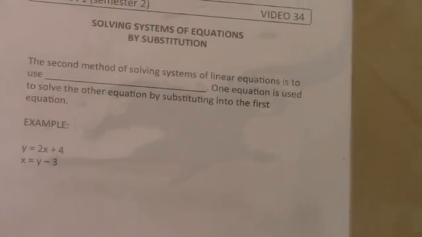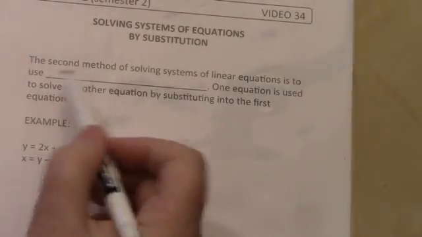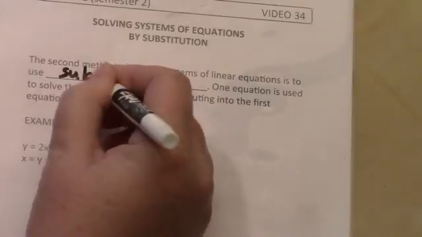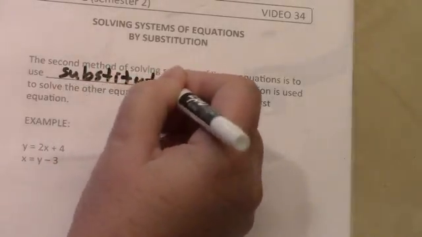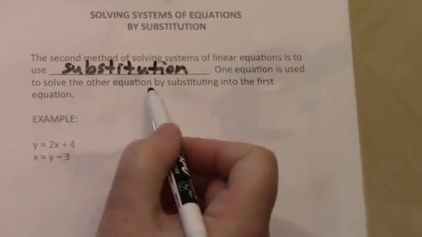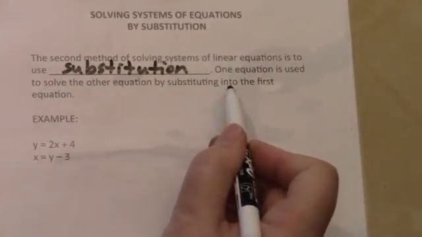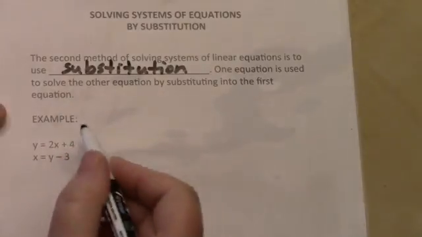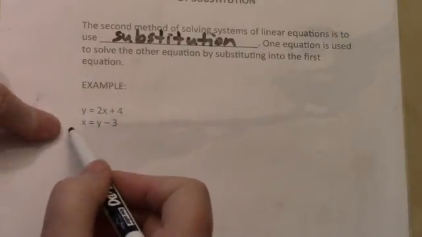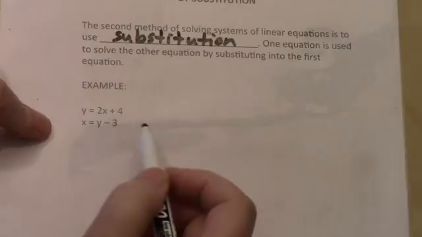Solving a system of equations by substitution. The second method of solving systems of linear equations is to use substitution. One equation is used to solve the other equation by substituting it into the first equation. So in our example, we have two equations. The first one, y equals 2x plus 4. Our second one, x equals y minus 3. Well, we're going to use one of these to solve the other by substituting it inside.